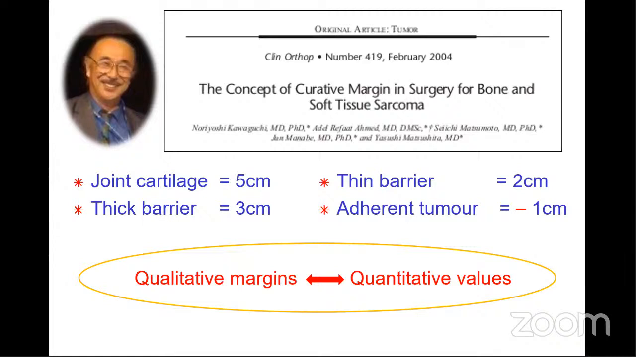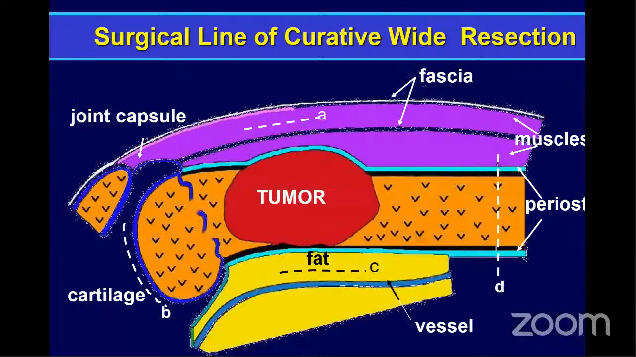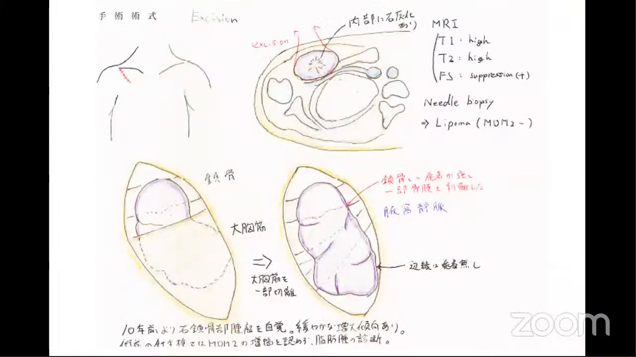And they gave quantitative values to physical structures, where a joint cartilage is equal to 5 centimeters, a thin barrier only 2 centimeters, and so on and so forth. And the Japanese are really excellent in documenting what they do. This is a post-operative note that I scanned from Japan, and all their surgeries are documented like this, where the exact planes of surgery, the planes of the tumor are well documented so that they know what needs to be removed preoperatively and well document what they have actually removed compared to planning.